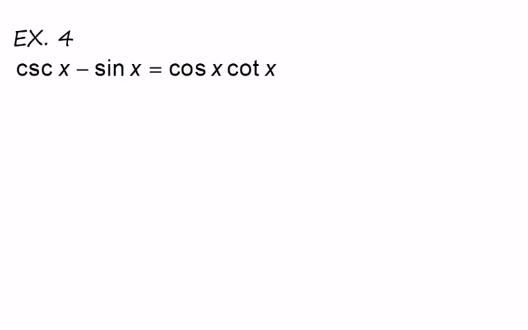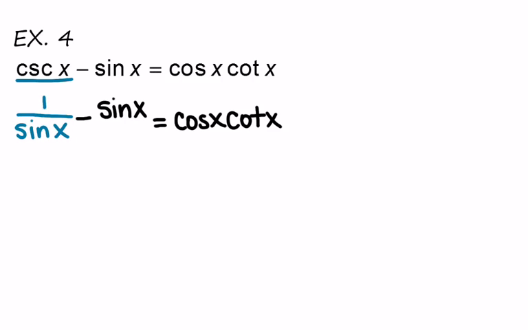Okay, number 4. I have cosecant x minus sine x is equal to cosine x cotangent x. So somehow I need to get these two terms that are being subtracted transformed into one term that's being multiplied. So I'm going to start with taking the cosecant x and I'm going to change it to 1 over sine x. And then still minus sine x equals the right-hand side.